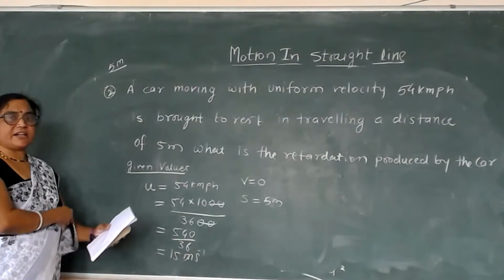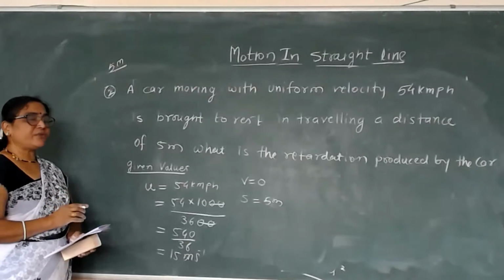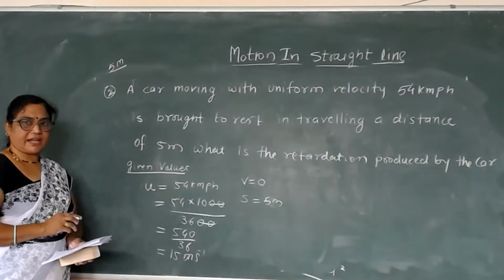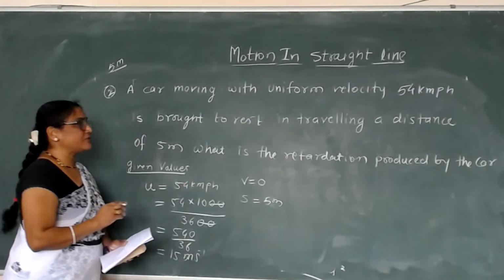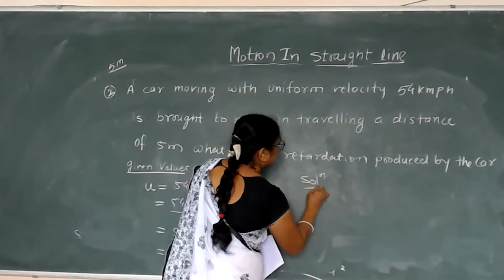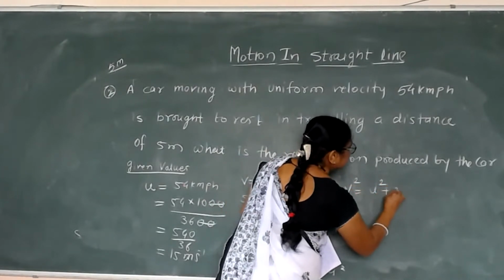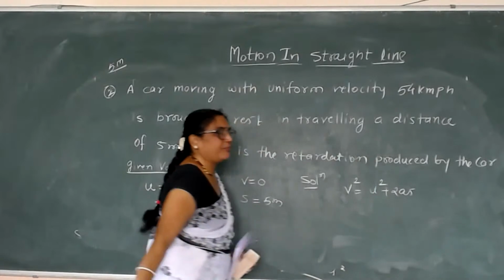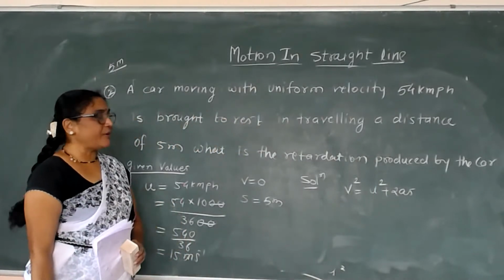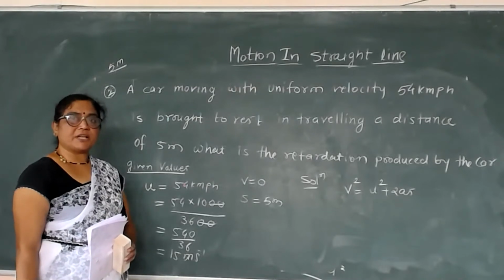So find out the acceleration. Again use the same formula: v square is equal to u square plus 2as. This is a related formula. First write down the formula. So v square is equal to u square plus 2as.